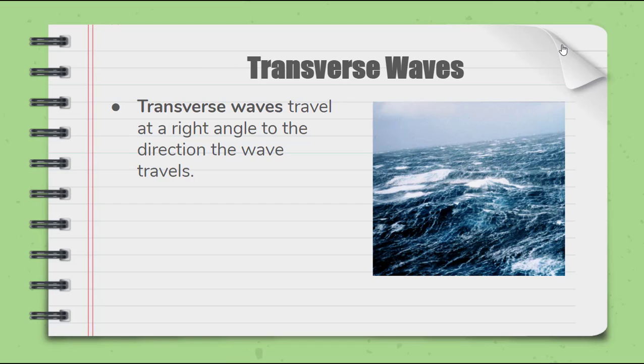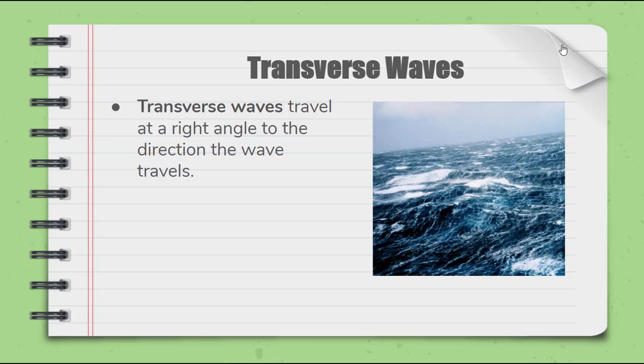Now, transverse waves are waves that travel at a right angle to the direction that the wave travels. So, for example, here you have a very stormy ocean, right? And the wave is moving across the ocean itself, but the wave itself moves up and down at a 90-degree angle. It goes up and down, essentially perpendicular to the ocean itself. So while the wave travels from left to right across the ocean, the wave itself goes up and down.